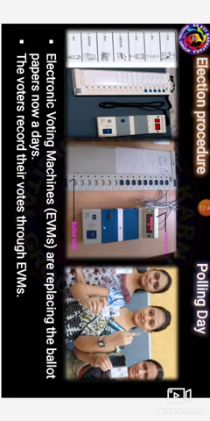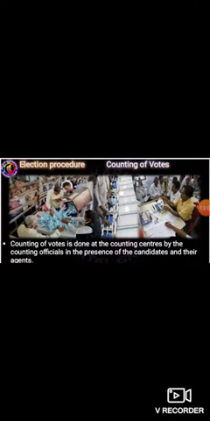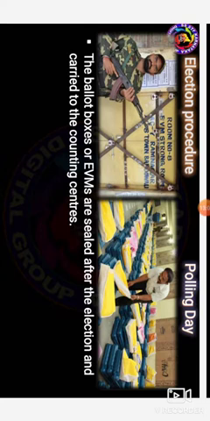In the polling booth, ballot papers are provided to the voters to cast their votes. The paper contains the names of the contestants and the election symbol allotted to them. The election symbols help the literate and also the illiterate masses to identify the candidates.